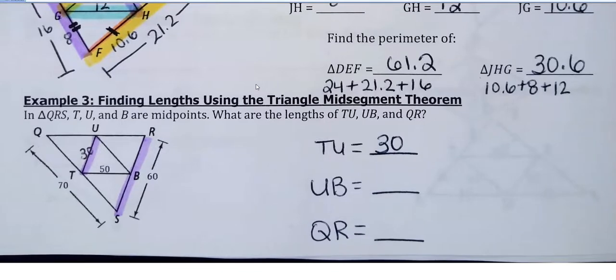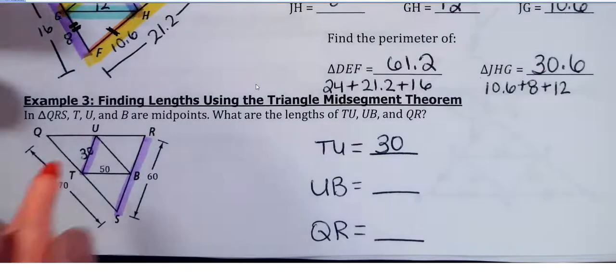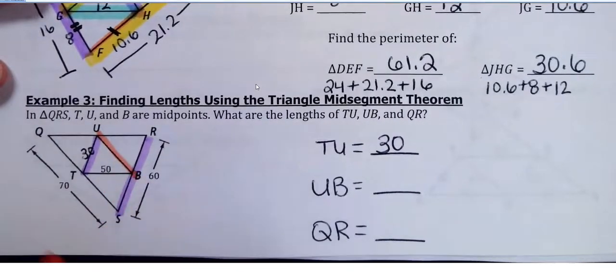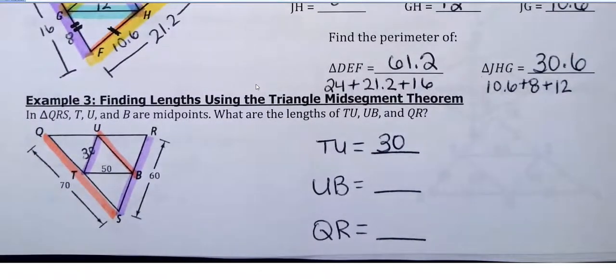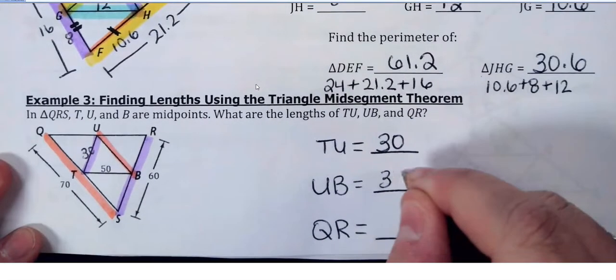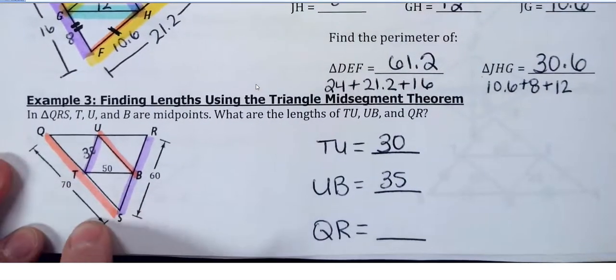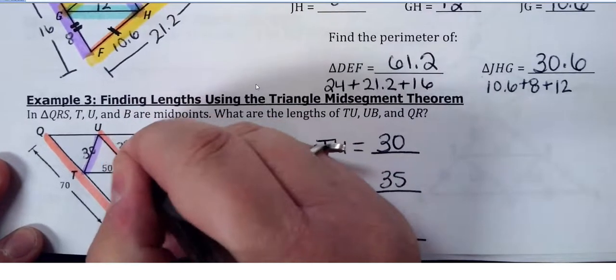Okay, UB is here. So that's parallel to the side here from Q to S. What would you tell me the length of UB is? 35. Perfect. All right. It's parallel to the 70. You just cut that in half. This is going to be 35.